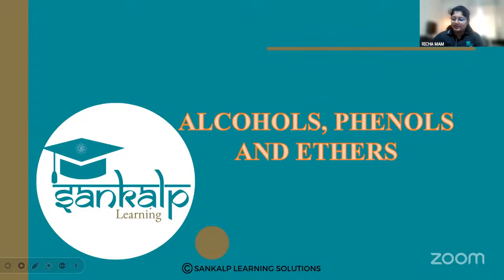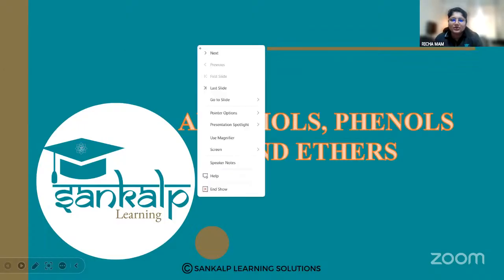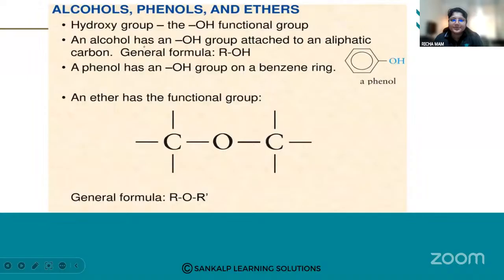Alcohols, phenols, and ethers, right? They are organic compounds which have different functional groups. So how do you represent alcohol? How do you represent alcohol, students?